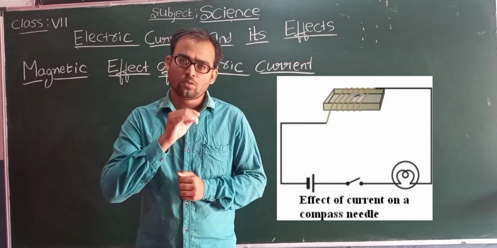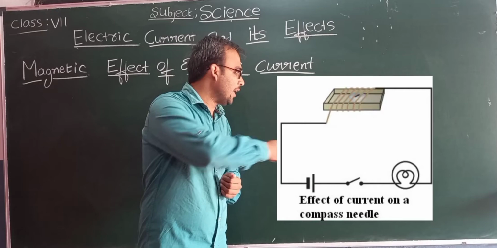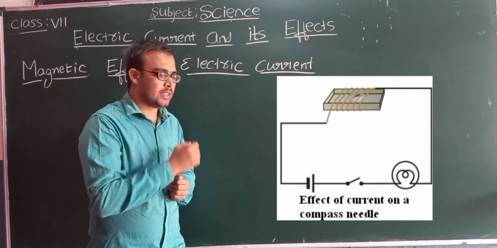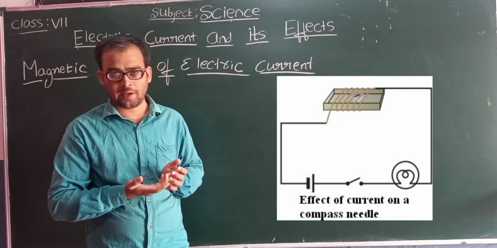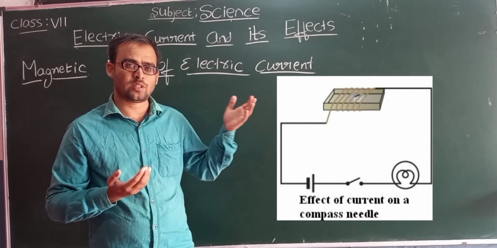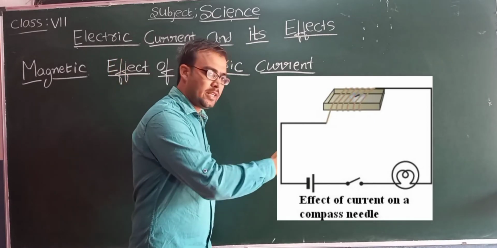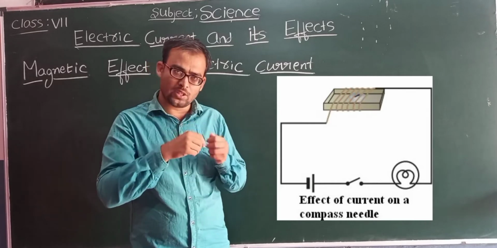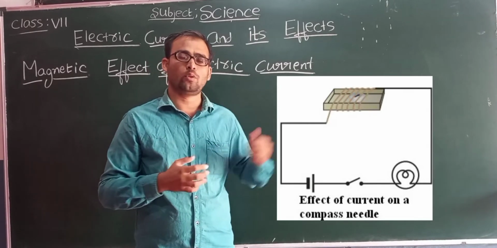Now students, when you switch on the circuit, the current will flow in the circuit. The circuit is connected to the electric cell, and as the switch is in the on position, the current is flowing in the circuit as well as in the coil which is wound around the cardboard.